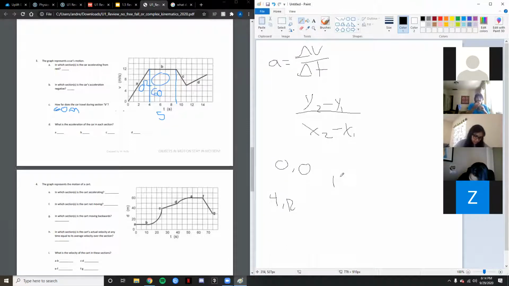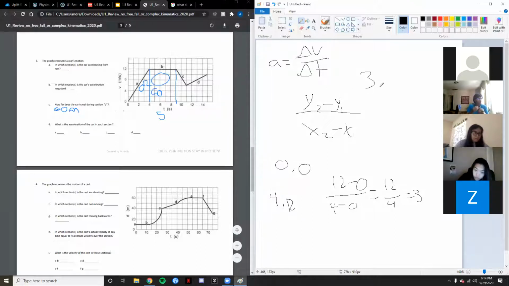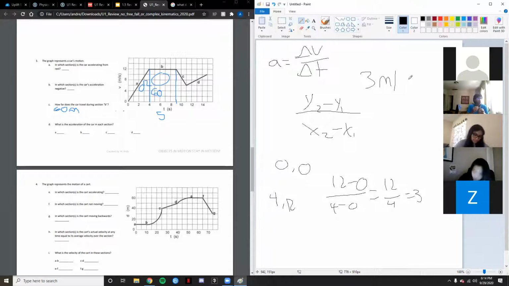So then I'll do 12 minus 0 over 4 minus 0. And that gives me 12 over 4, which equals 3. So right here for A, you would write 3. For A, you would write 3 meters per second squared.